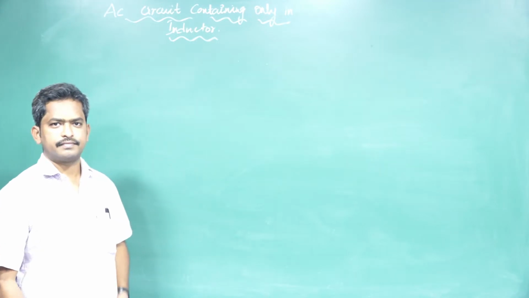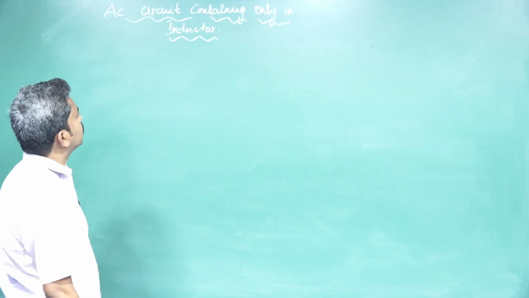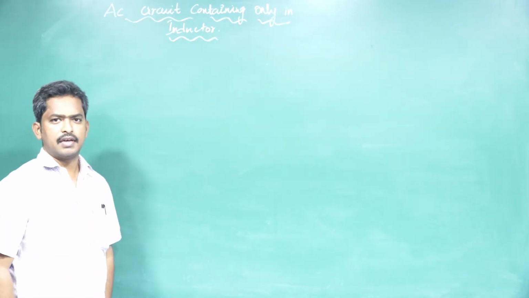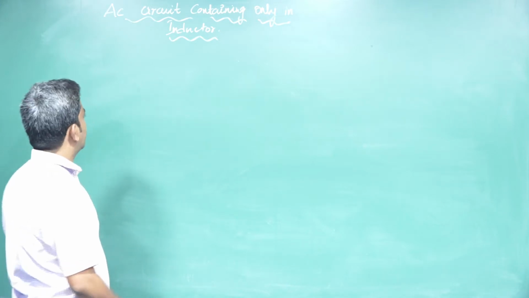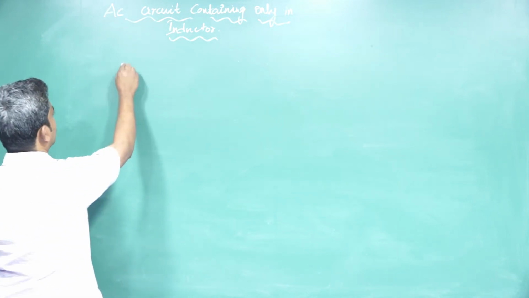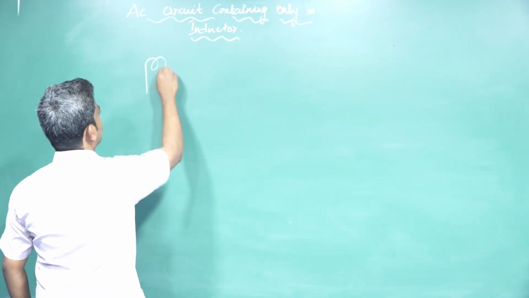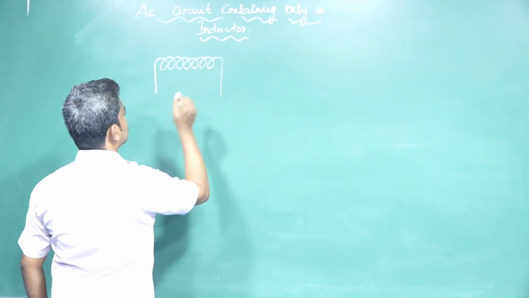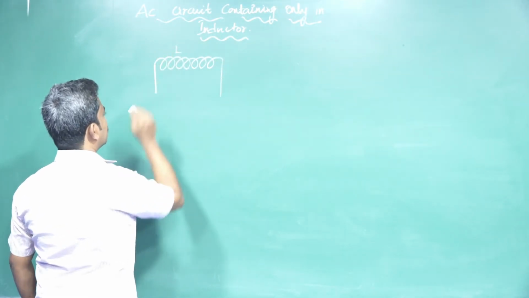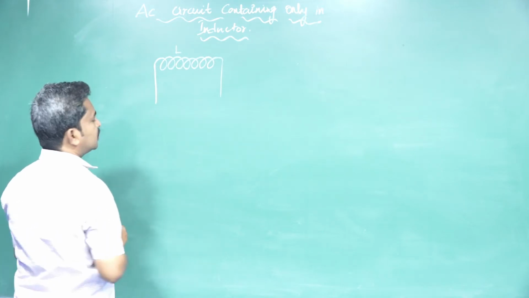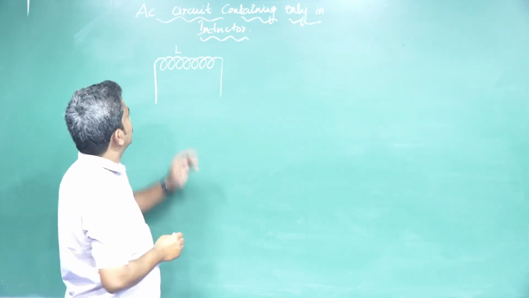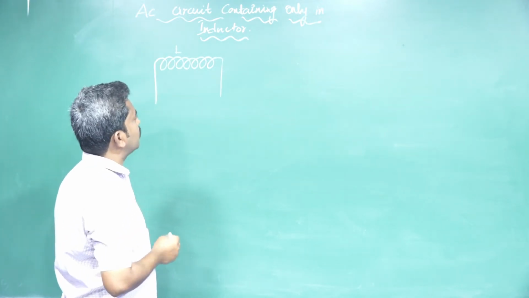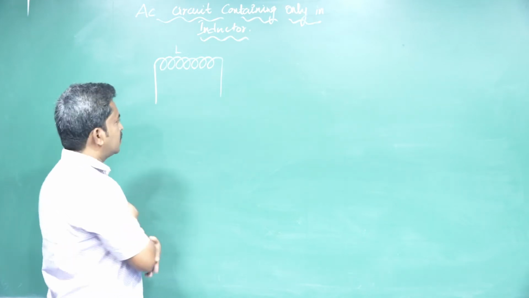Good morning, students. Today our topic is the AC circuit containing only an inductor. Just consider one inductor. The self-induction of the inductor is L, which you know well, connected with the AC circuit.